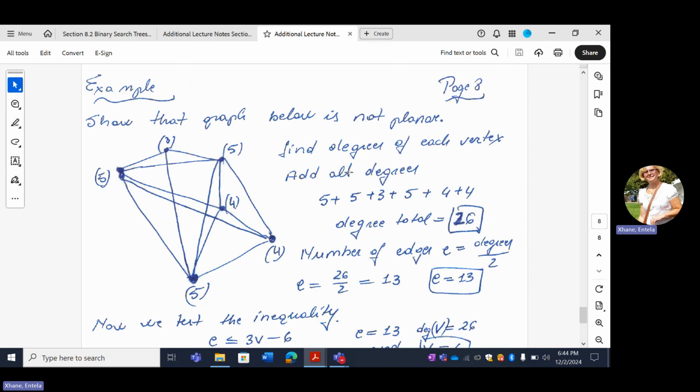By one of the previous theorems, the direct theorem, we know that the number of edges is half of the total number of the degrees. So if the total number of the degrees is 26, if I divide it by 2, this particular graph has 13 edges, and that's the best way to find the number of edges.